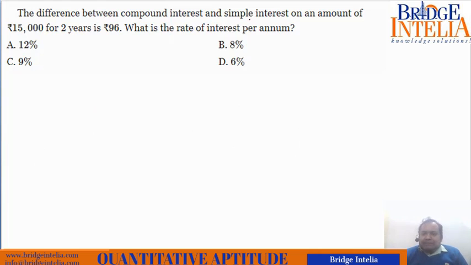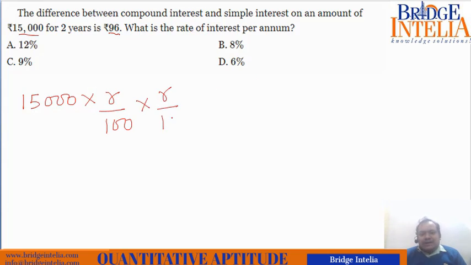The difference between the compound interest and simple interest on an amount of this much for 2 years is 96. What is the rate per annum? So 15,000 was the original principal. Let the rate be R. So this is the interest. This much is the interest. If you find interest on interest, you will have to further multiply this by R by 100. So this makes the difference. So this is equal to 96.